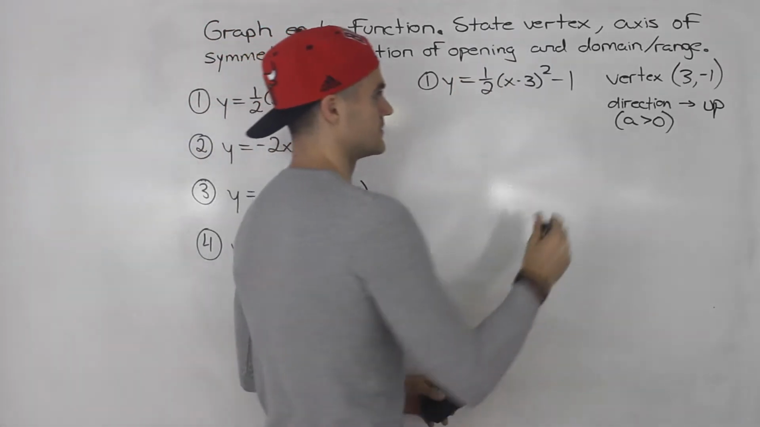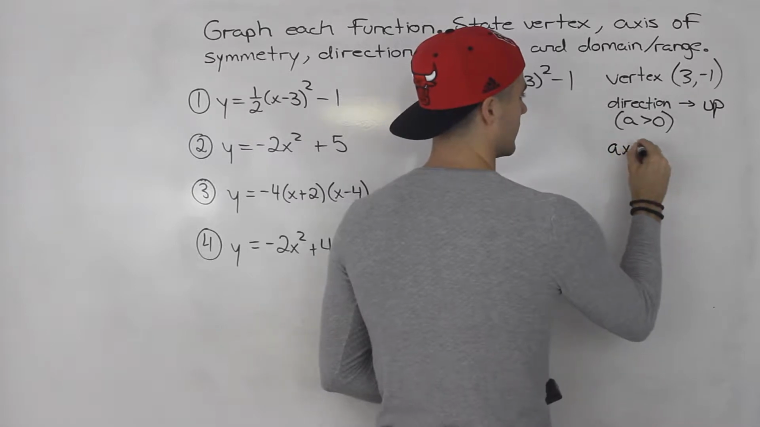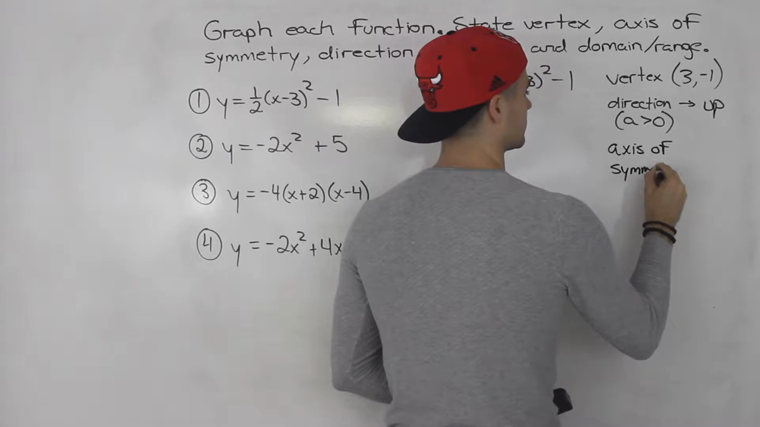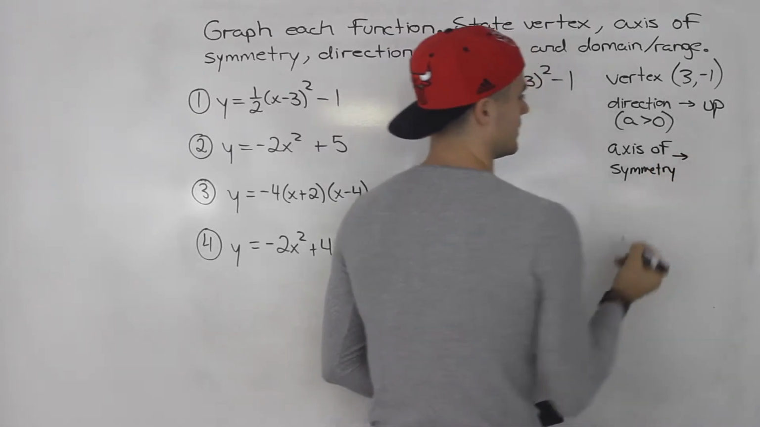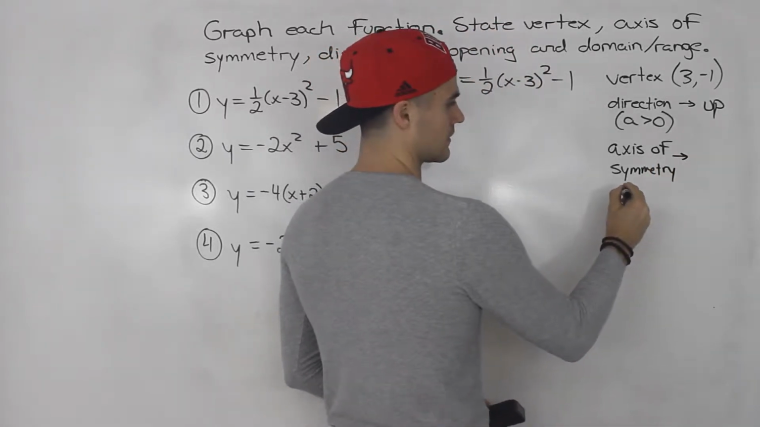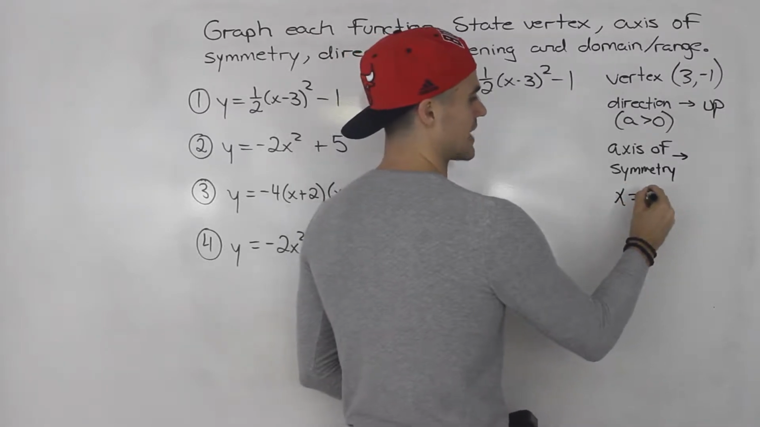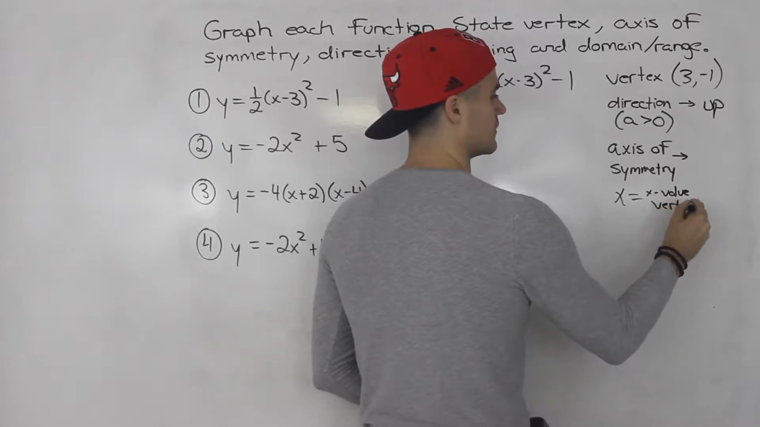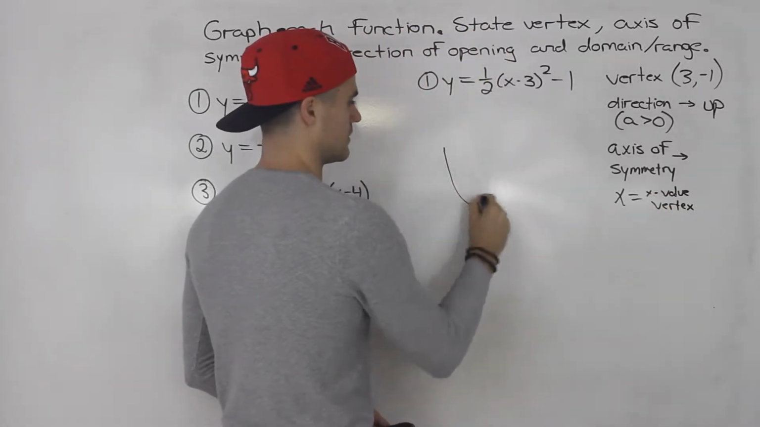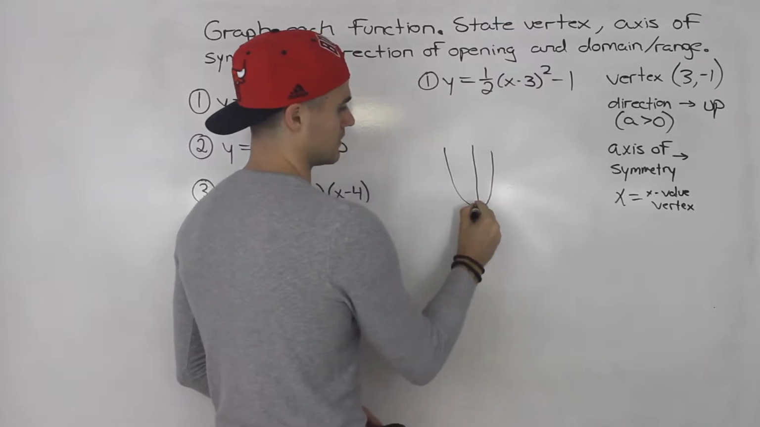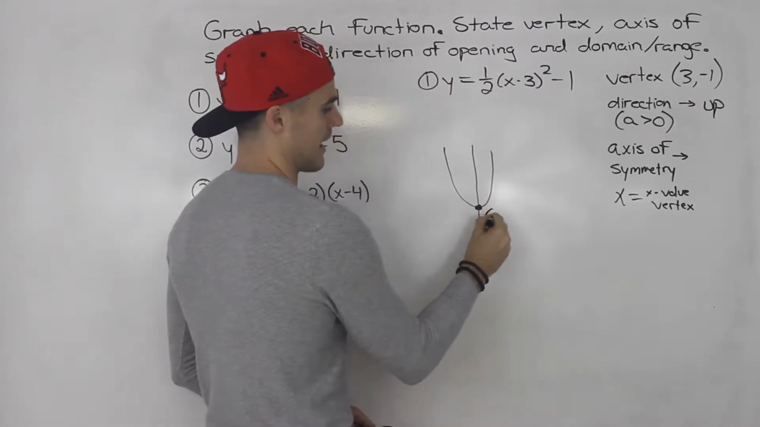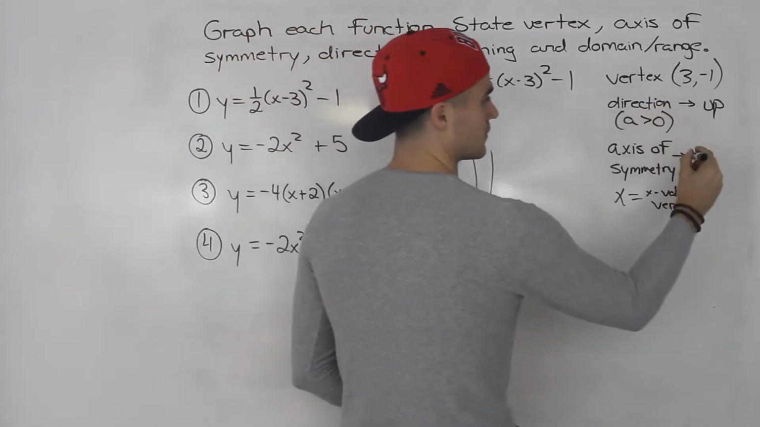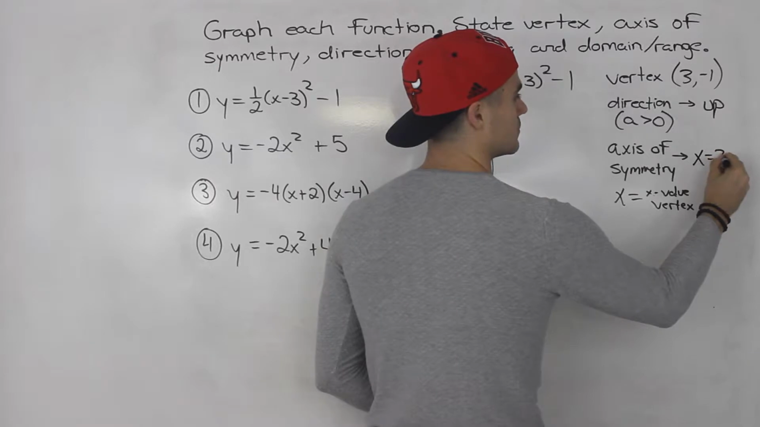What's the axis of symmetry? Well, the axis of symmetry in general is always x equals the x value of the vertex. It's basically a line that cuts the parabola in half, and it's always going to be the x value of that vertex. So the x value of the vertex here is 3. So we know the axis of symmetry is x is equal to 3.